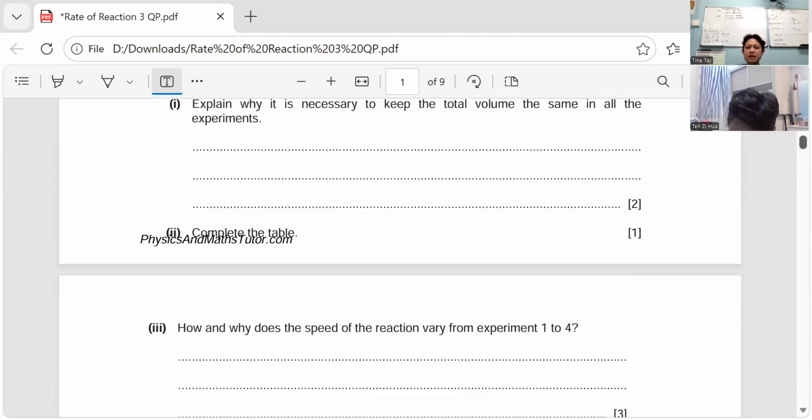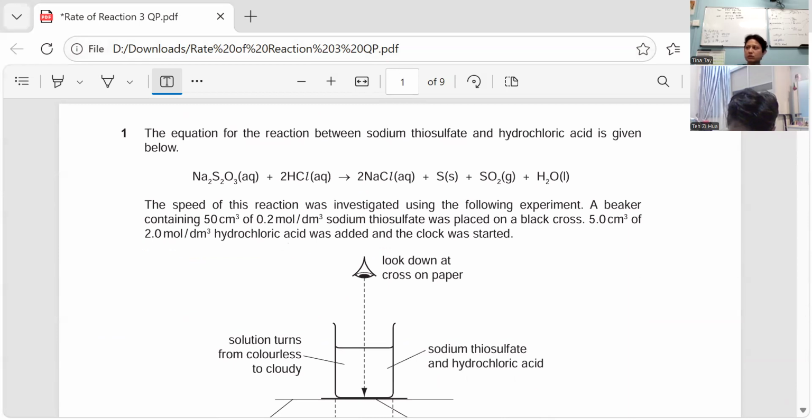All right. Now, we've done so many experiments, right? This is one last experiment I'm going to teach you. All of our experiments before this collect volume of gas, right? Except for this. Okay, can you read this question first? Read already? Okay.